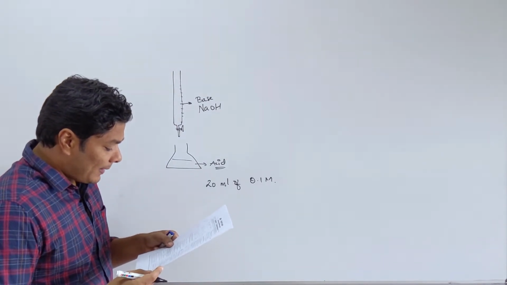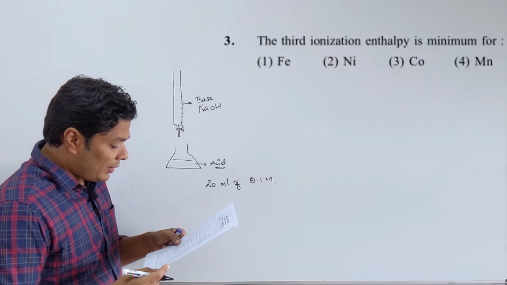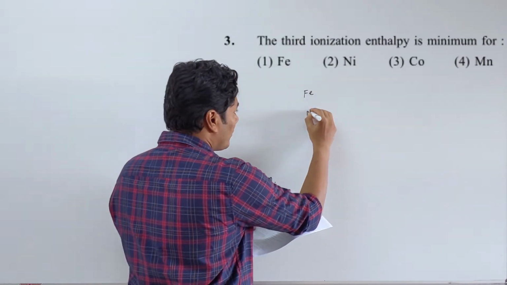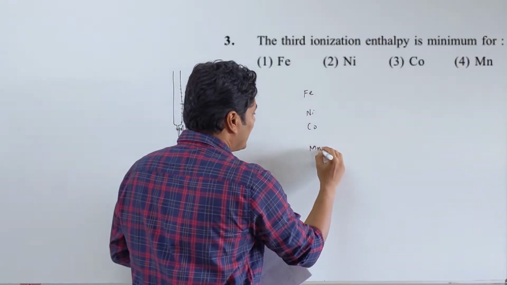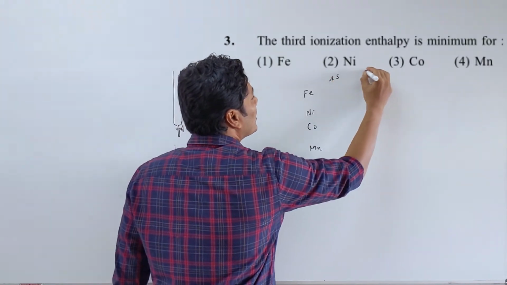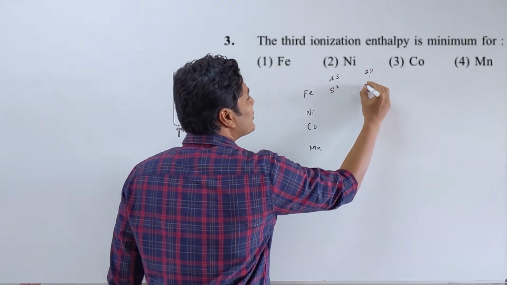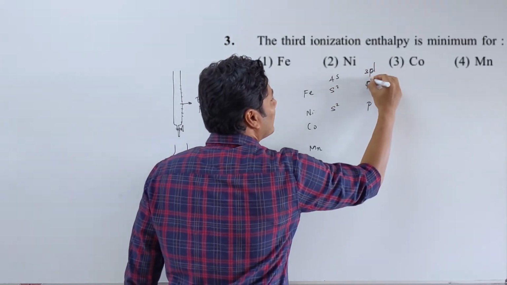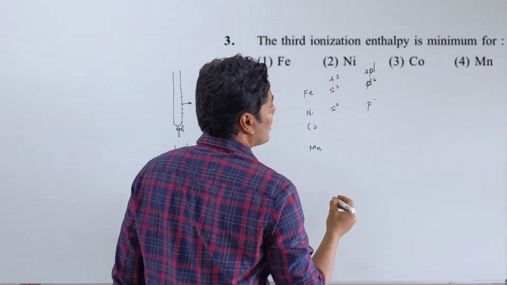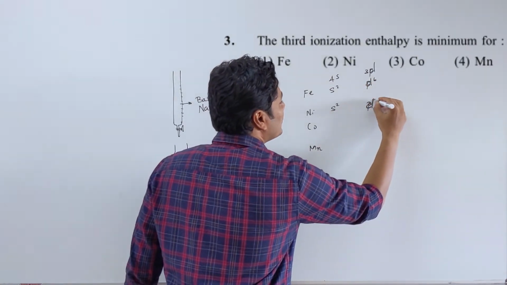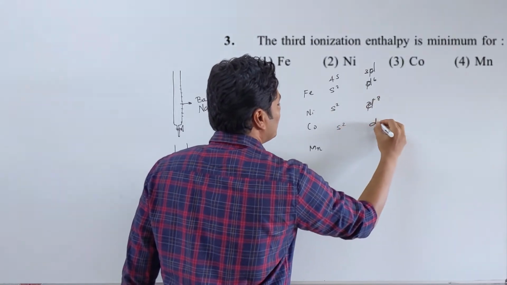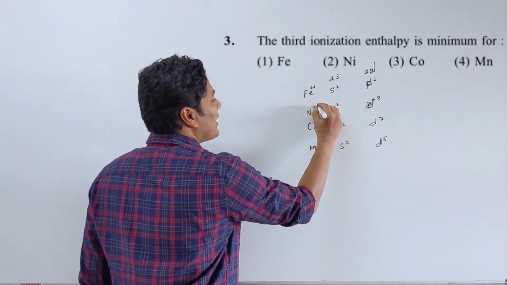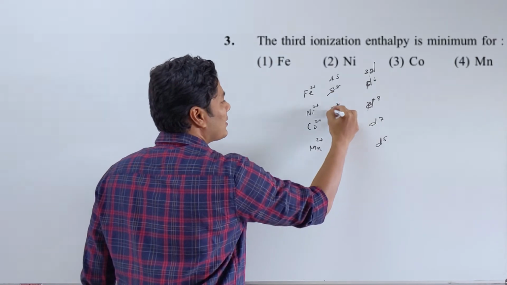Option delta. Number 3. The third ionization enthalpy is minimum for. So they are telling you iron, nickel, cobalt, Mn. Iron for us is 3d6 4s2, then 3d8 4s2, 3d7 4s2, 3d5 4s2. So, third ionization energy means I have already removed 2 electrons. So, all these are gone.